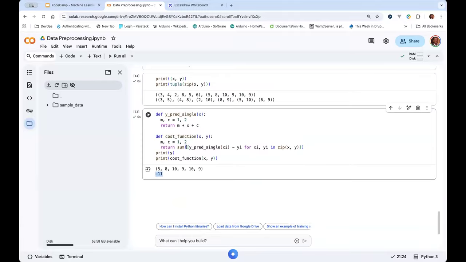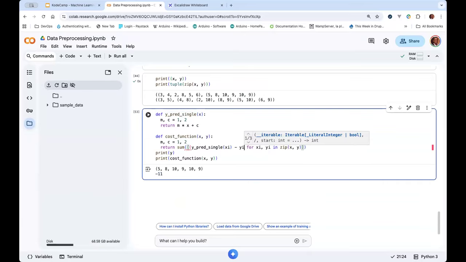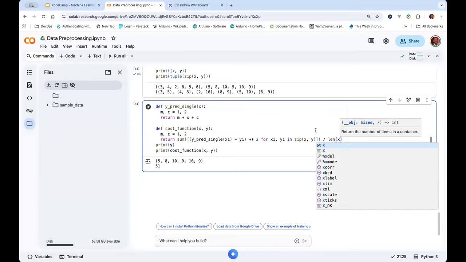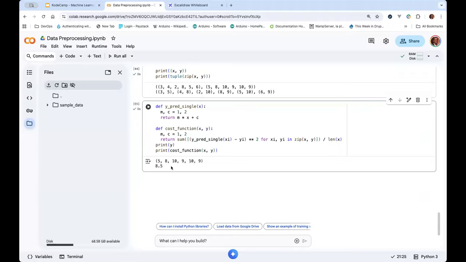The reason why this is -11 is because the errors can cancel out. So we have to square the values before we sum them, right? So we raise to power 2. This squares the value before we sum it. So this is now the sum of squares of the errors, 51. Then we divide it by the number of items, that is length of X or Y. So this gives us 8.5, which is the mean square error.